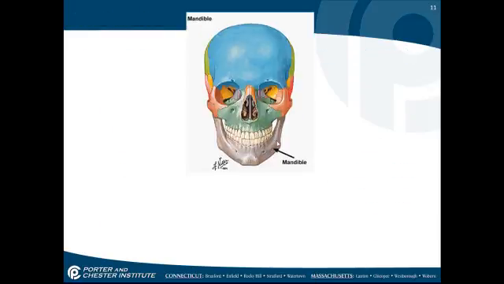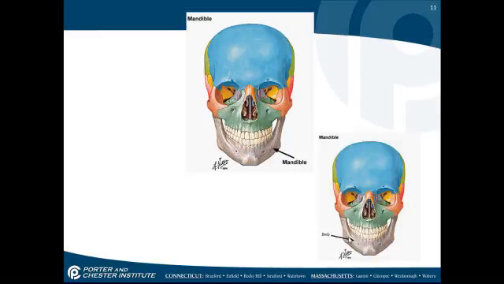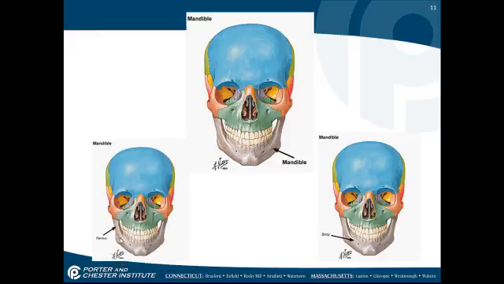Here's the mandible itself. This whole area here. This is the body of the mandible right here. And then the area that goes up vertically is the ramus. There's a right side and a left side ramus.